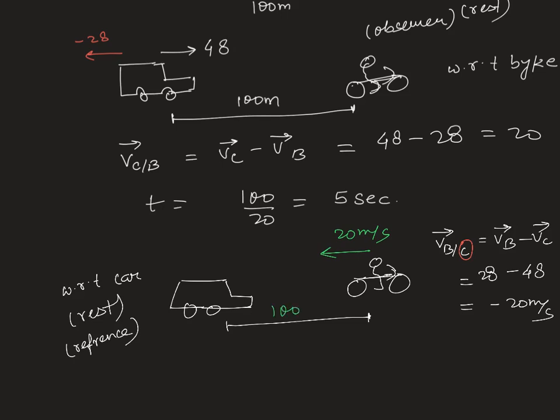and the distance that it has to travel is 100 meters. So time equals distance by speed, and that is equal to 100 meters divided by 20, and that is equal to 5 seconds.